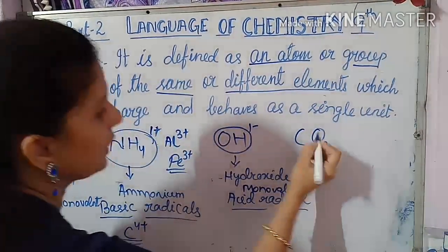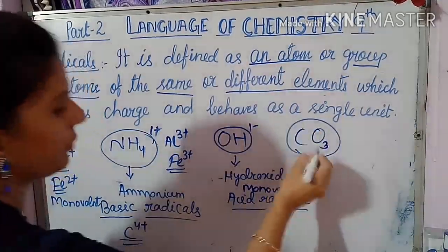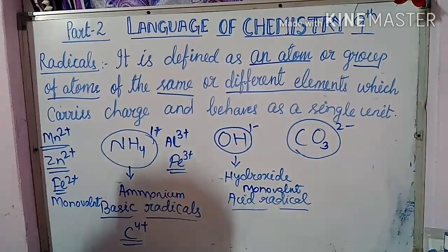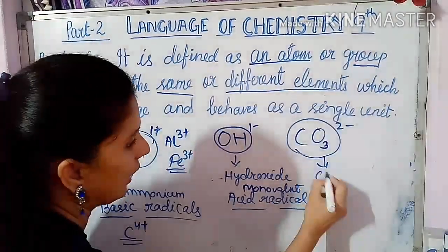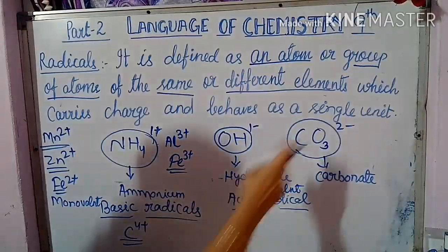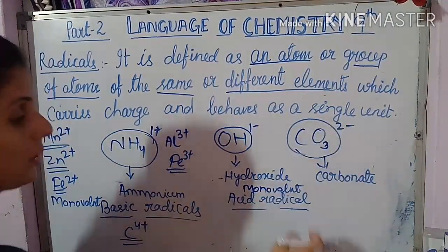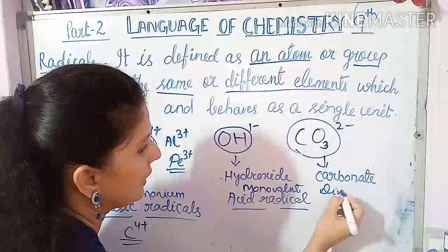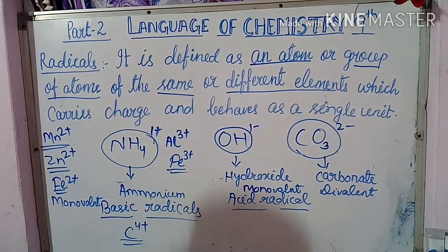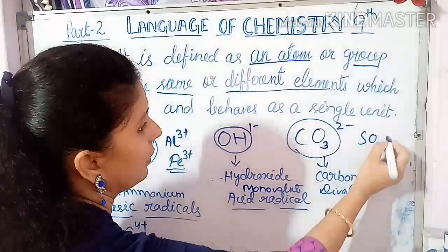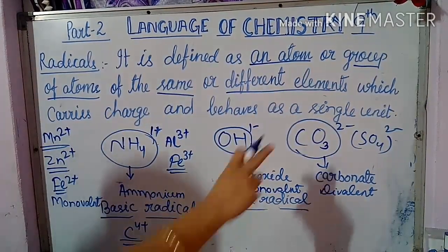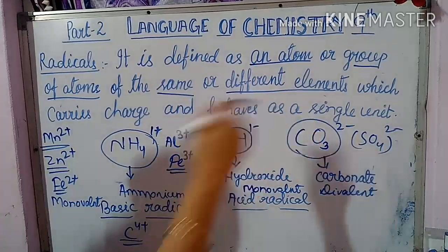One group is, suppose, CO3. They make the group and the valency becomes 2 minus. It behaves as a single unit and carries the charge 2 minus. That time it is termed carbonate. This is the formula of carbonate. As it is 2 minus, it is known as a divalent acid radical. Like this, sulfate also comes, SO4 2 minus. I will write all these things. Just understand here, then after I will give you a table. So it is also a divalent acid radical.